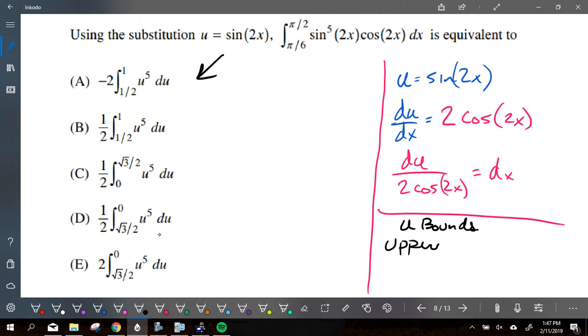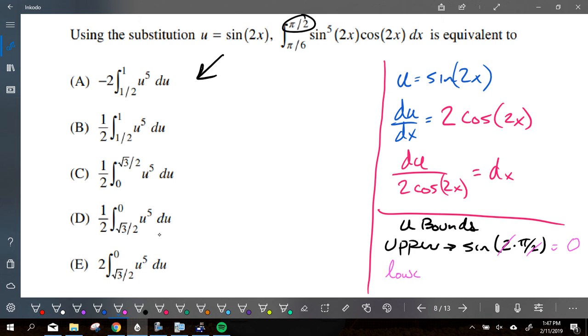My upper bound was pi over 2. So now I'm going to take pi over 2 and do sine of 2 times pi over 2 because I'm taking that pi over 2 and plugging it in for x. What happens with my 2's? They're gone. And so it's sine of pi. So here's pi over here. If I'm doing sine over here, that's going to get me 0.